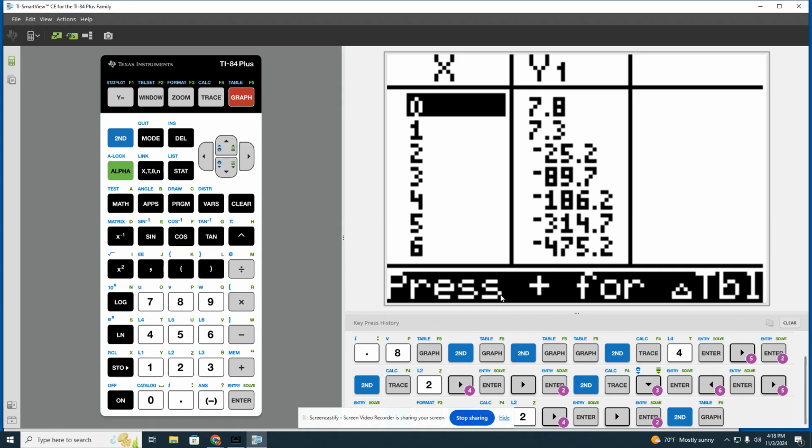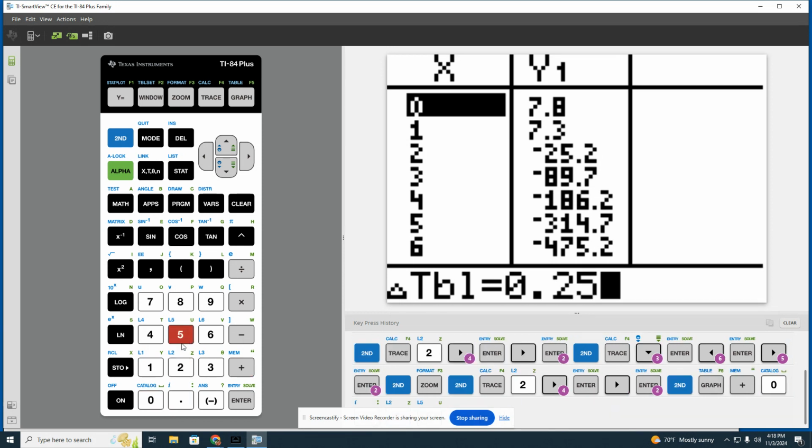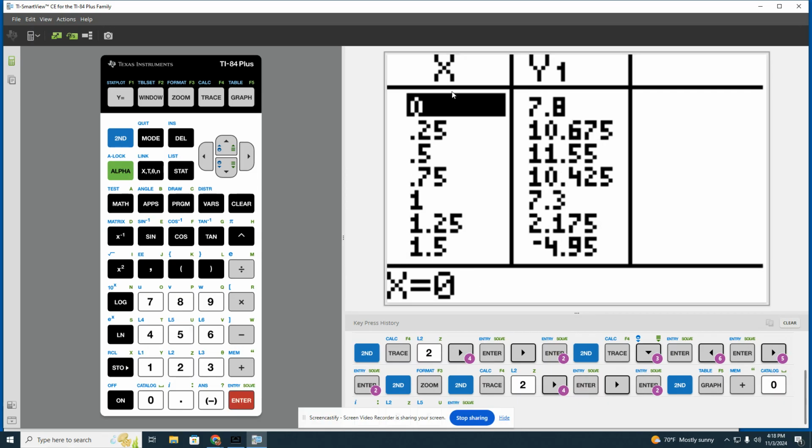You see this bottom thing on yours where it says press plus for change of table. That's what that means. So I'm going to do that, and I'm going to change my table. Instead of every 1, I want to do every 0.25. And look at what it does to my table. It changes it to every 0.25 increment.